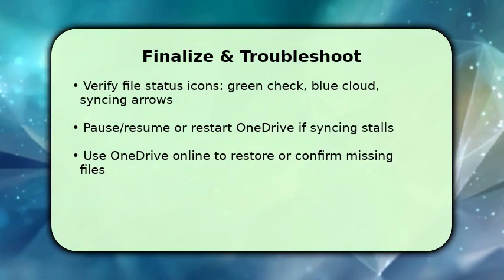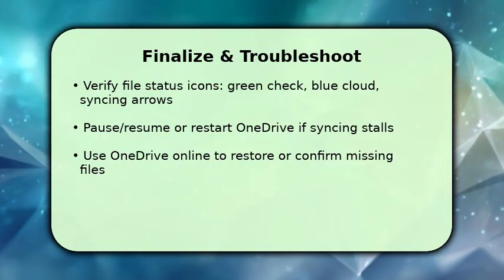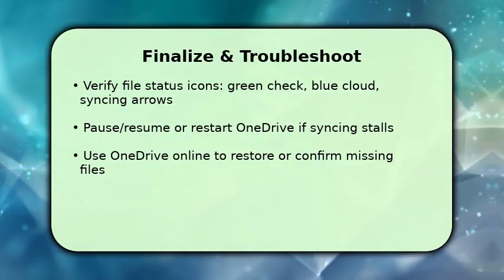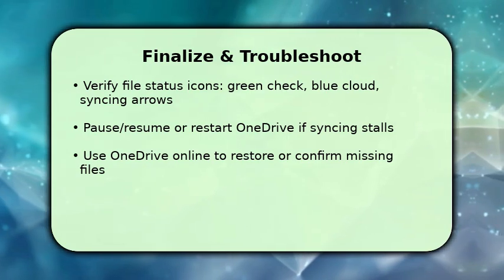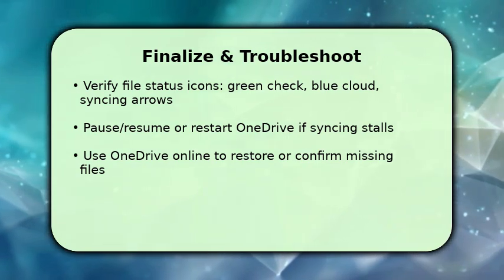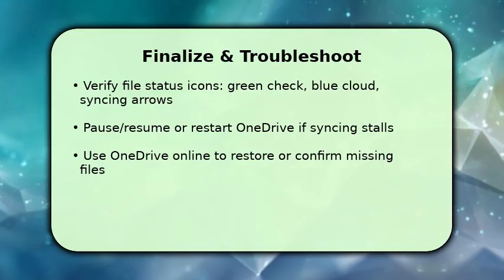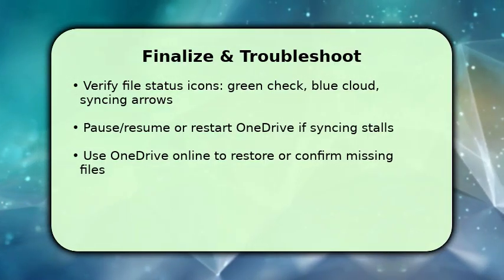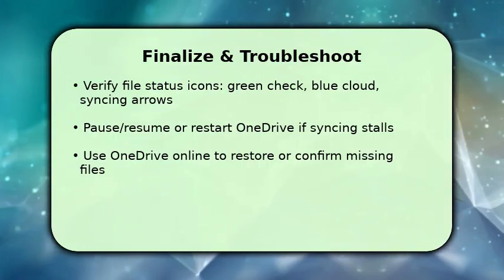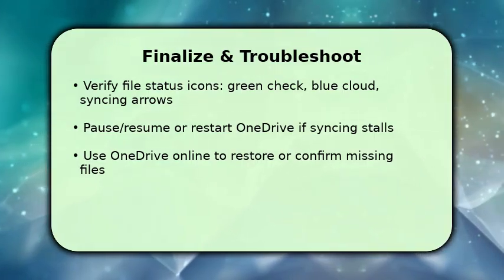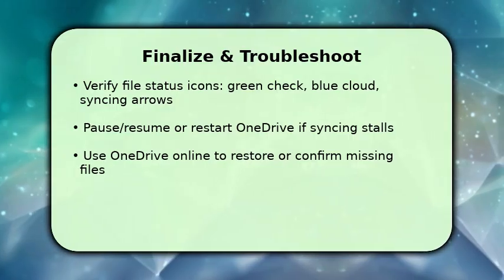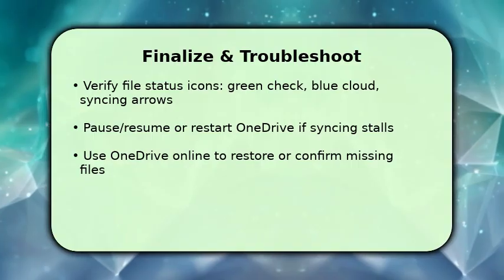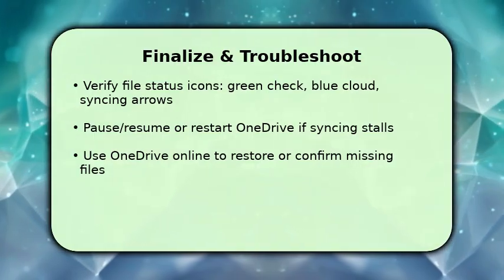Finish by verifying sync health and handling issues. You'll check status icons for green check marks on fully synced files, blue clouds for online only, and spinning arrows for active syncing. If syncing stalls, pause, wait 10 seconds, then resume. If still stuck, restart the OneDrive app. Make sure selective sync settings include the folders you need. If files are missing or conflicting, use OneDrive Online to restore or compare versions. This ensures your D copy matches the cloud and avoids data loss.